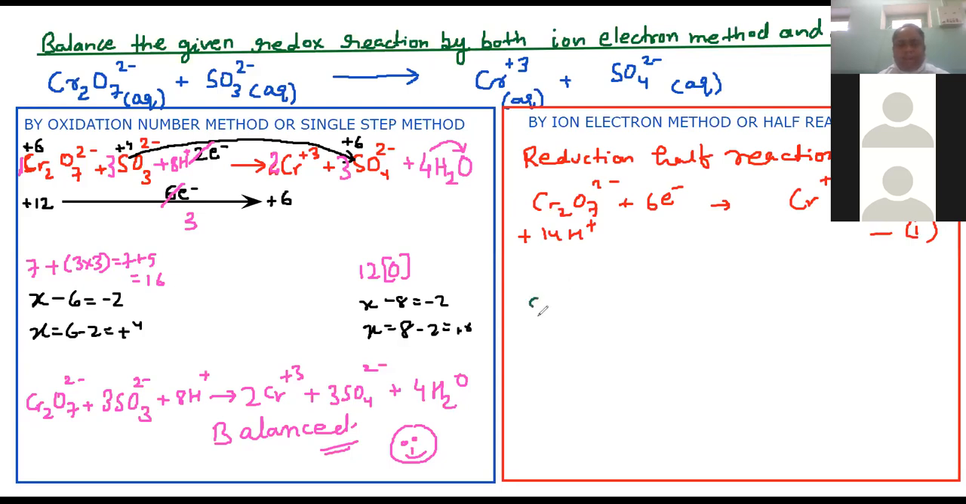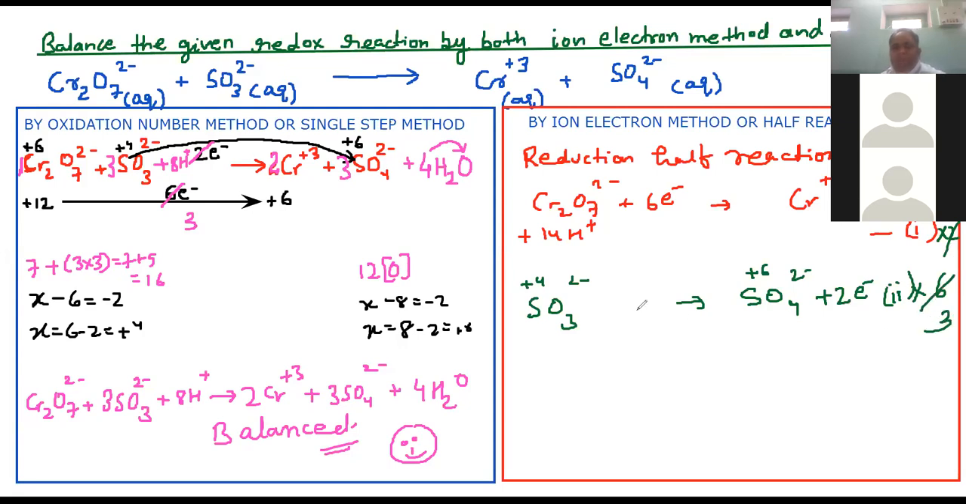Next is SO3 2- becoming SO4 2-. So here plus 4 is becoming plus 6, so we'll give 2 electrons here. Either you can multiply this with 2 and equation 2 with 6, or you can cancel this and multiply this with 3 only.